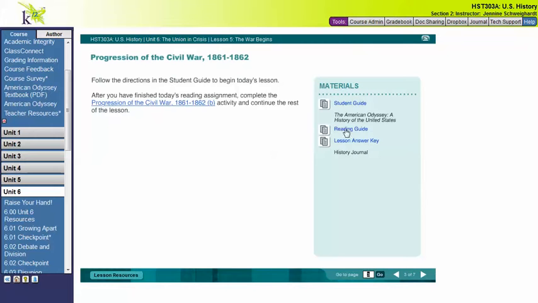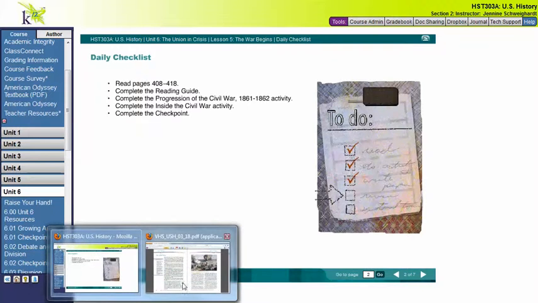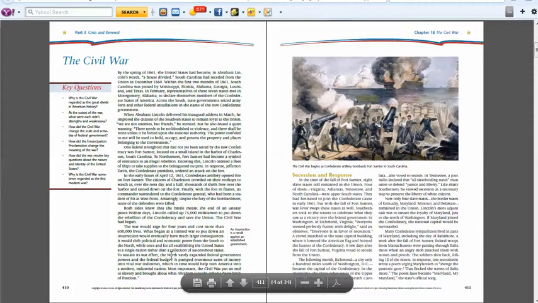On the third slide, you see the reading guide. Please make sure that you print this off for this lesson and take notes on it directly while you are reading these textbook pages. Now let's take a look at the textbook pages itself.